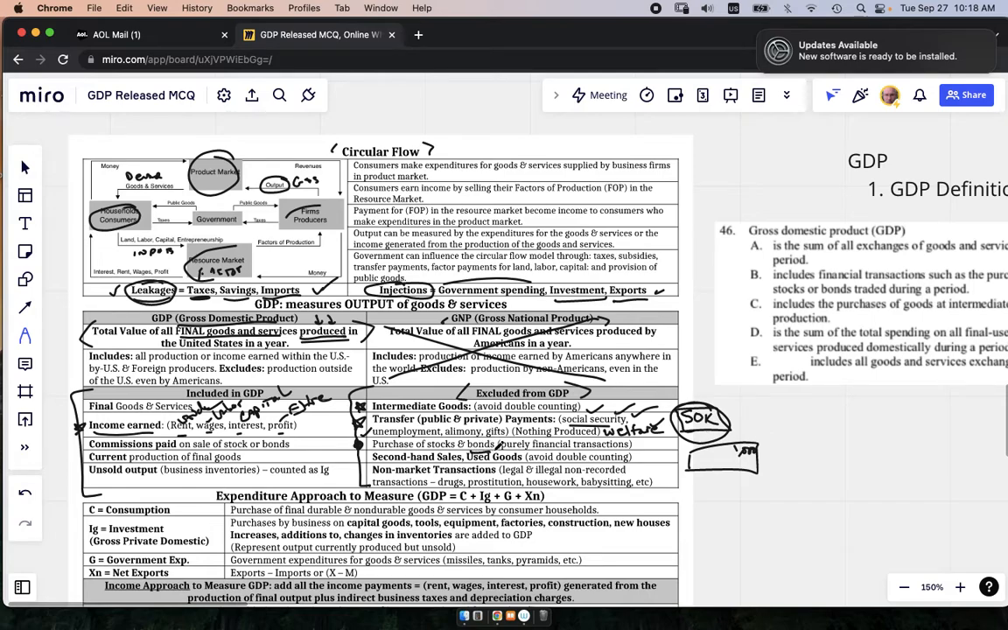Or if I buy a bond, same thing. It's just paper changing hands and money going one way and paper coming back. There's nothing actually produced. Stocks and bonds are purely financial transactions. Nothing's produced, no tangible goods.